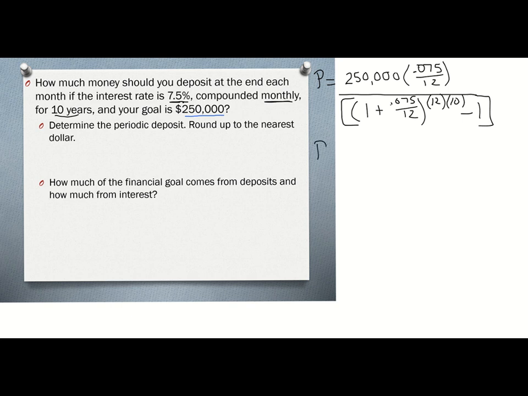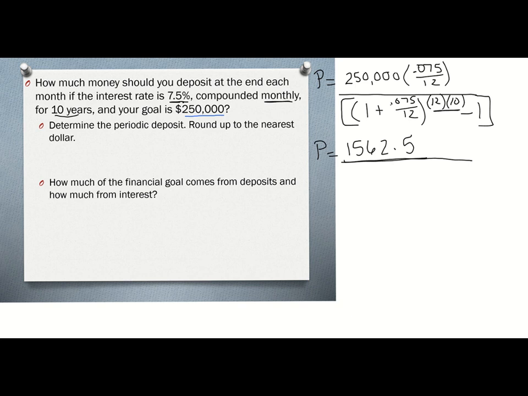So I end up with, on the top, 1,562 and 5/10. And again, never round until the very end. Then on the bottom, 0.075 divided by 12 plus 1. And then I'm going to raise it to the 120th power because that's 12 times 10.